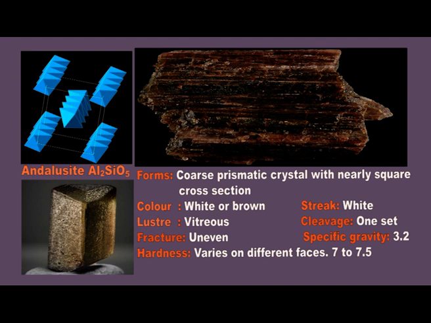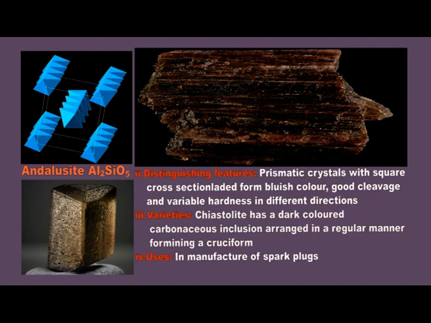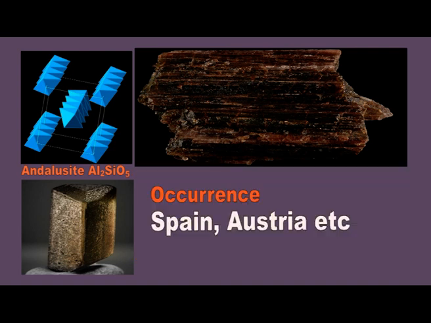Andalusite, Al2SiO5. Physical properties: crystal system orthorhombic, forms coarse prismatic crystals with nearly square cross sections, color white or brown, streak white, lustre vitreous, cleavage one set, fracture uneven. Hardness varies on different faces, 7 to 7.5. Specific gravity 3.2. Distinguishing features: prismatic crystals with a square cross section, variable hardness in different directions. Variety: chiastolite has dark colored carbonaceous inclusions arranged in a regular manner, forming a cruciform. Uses: in manufacture of spark plugs. Occurrences especially in Spain, Austria, etc.